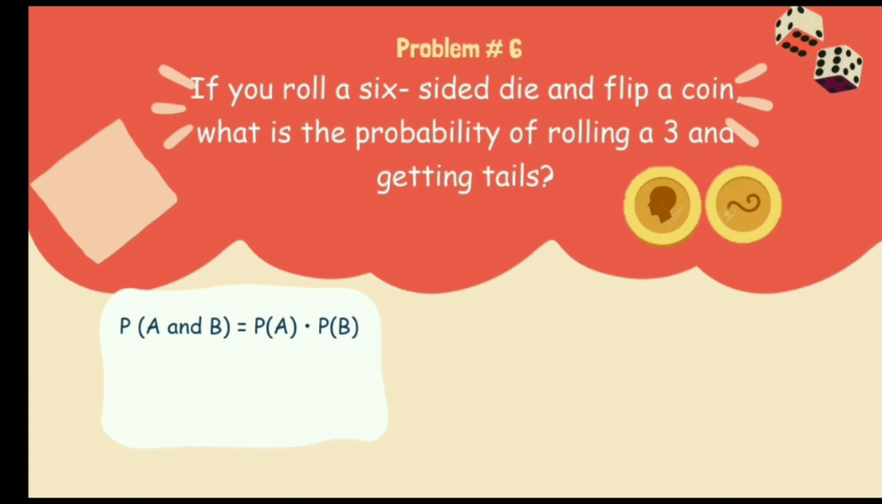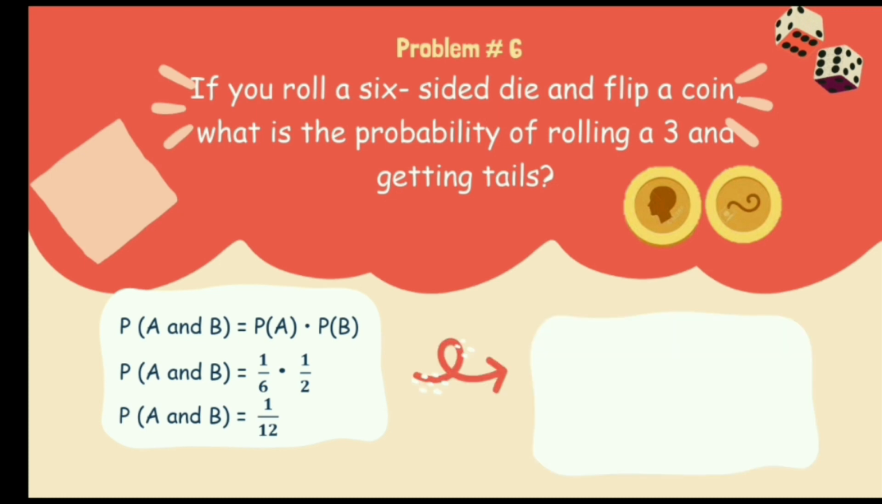The probability of getting a 3 in a 6-sided die is 1 over 6, and the probability of getting a tail in a coin is 1/2. We will multiply it. 1 times 1 is equal to 1, and 6 times 2 is equal to 12. Therefore, the probability of rolling a 3 and getting a tail is 1 over 12.